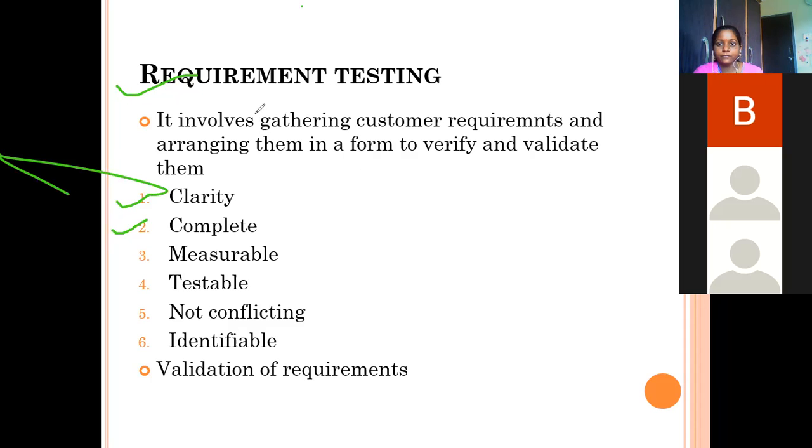Then again, it should be complete. Requirement statements must be complete and must talk about all business aspects of the application under development. It must consider all the permutations and combinations possible when the application is used in production. Any assumption must be documented and approved by the customer.